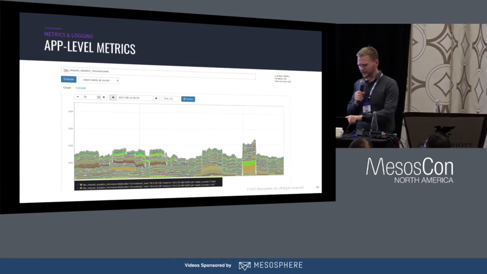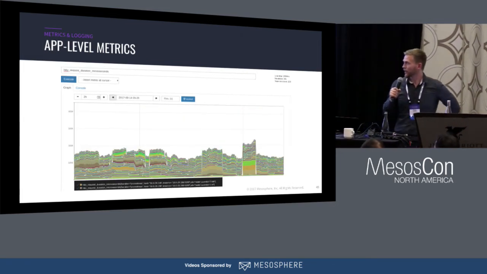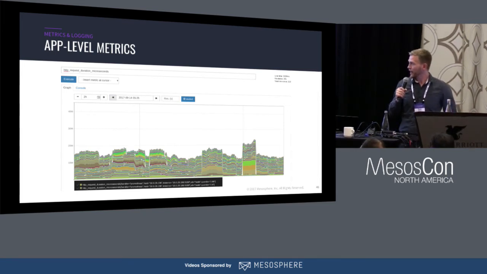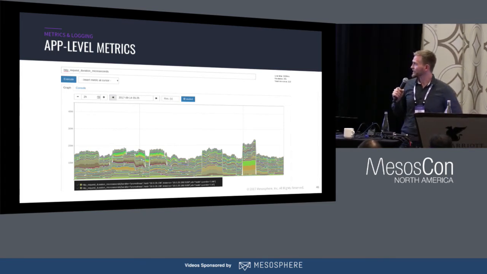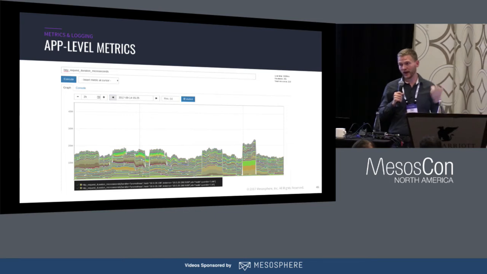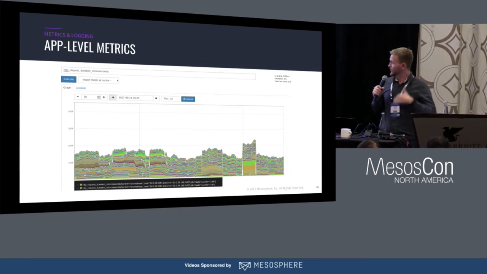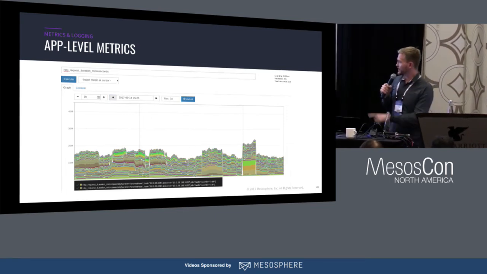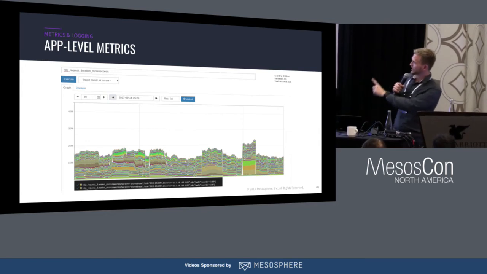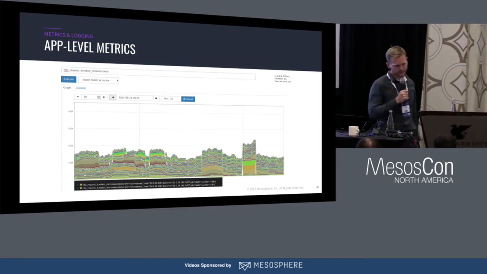And the last one is app level metrics. Now, these are the metrics that your app emits from within its container. And what you're looking at here is many processes running HTTP server, and this is the latency on the requests to those servers. So you can see all of them stacked up there, and you can see a point at which latency suddenly rose and a point where it suddenly dropped.